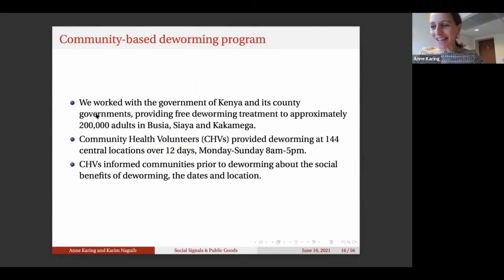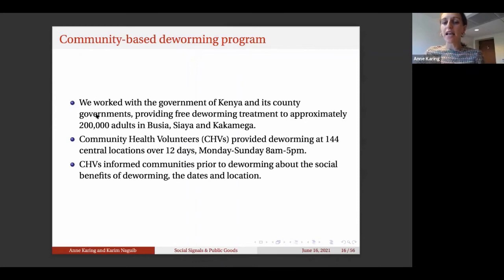Great. So let me tell you quickly about the context. I've already told you a lot. We're doing this in the context of Kenya. We're working with the government in Kenya. And this was implemented not by researchers, but by community health volunteers. Across 12 days, community health volunteers provided free deworming treatment across 144 locations, Monday to Sunday, 8 a.m. to 5 p.m.